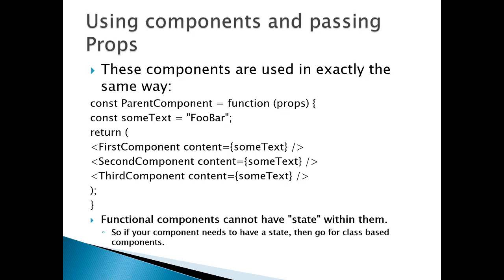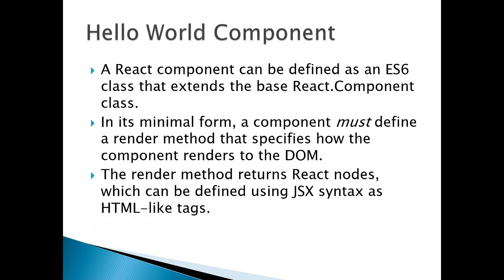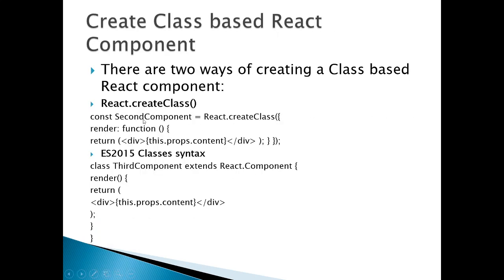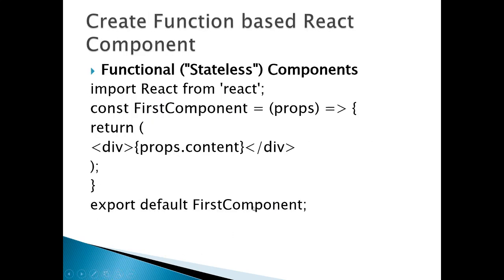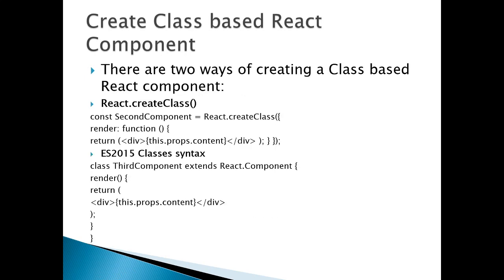Now, how you can pass the props to your components. To pass props to a component, we have created three components in the last examples. The second component is one type of declaration. The third component is another type of declaration. The first component is of functional type of declaration. So two are class type declarations and one is a functional type declaration.